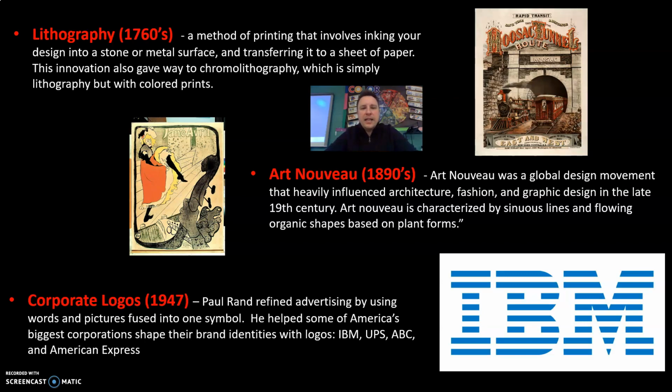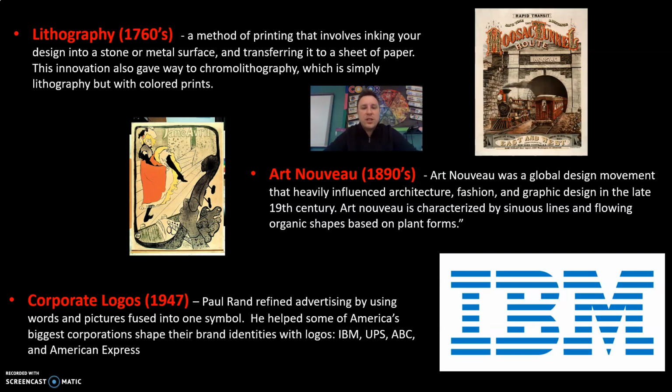Then in the 1890s, a little over 100 years later, you had the Art Nouveau, and Art Nouveau is a global design movement. It heavily influenced architecture, fashion, and graphic design. Basically with this, you're looking at a lot of lines and organic shapes that are based on plant forms. Everything's very fluid in the design, not quite as clean and crisp as lithography.